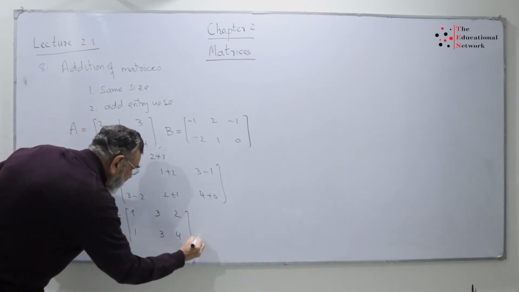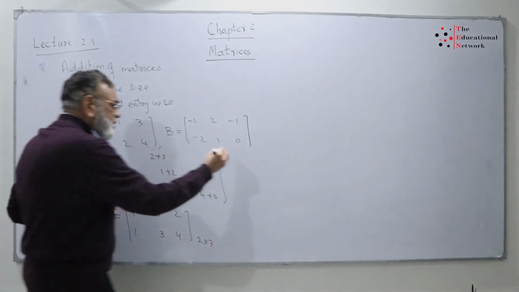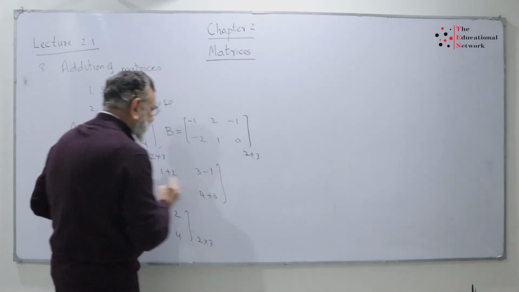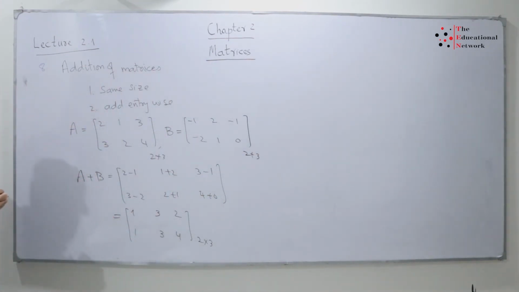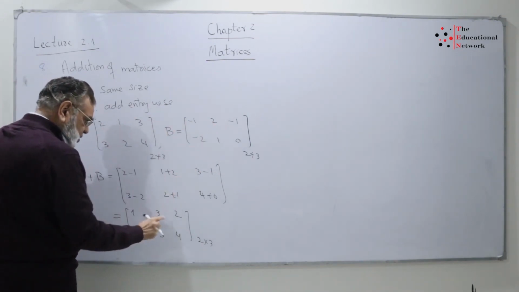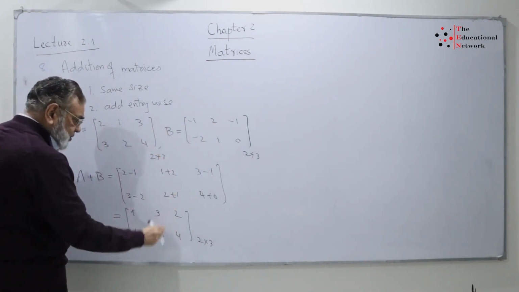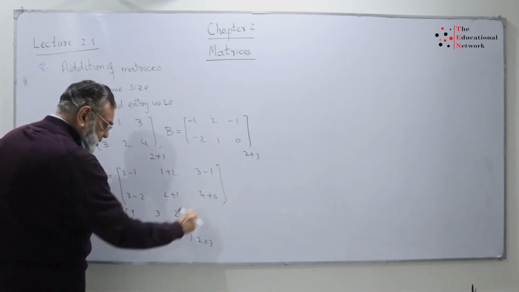These are matrices of the same size. We have two matrices, this is 2 by 3 and this is 2 by 3, and we add them. We get the corresponding entries in the addition. The result is 1, this is 2 minus 1. 2 minus 1 is 1, 1 plus 2 is 3, 3 minus 1 is 2. Then 3 minus 2 is 1, 2 plus 1 is 3, and then 4 plus 0 is 4.